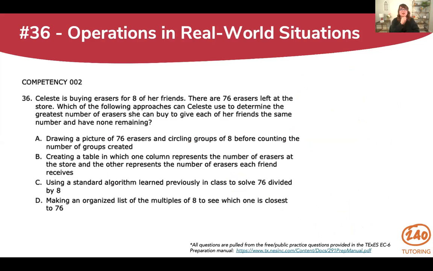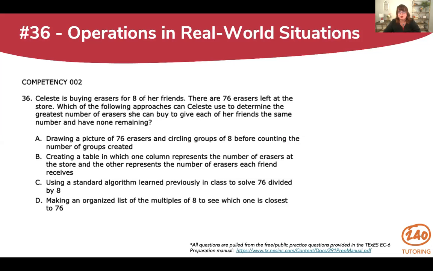Let's look at number 36. So we're looking at operations in real-world situations. It says, this is still competency 2. Celeste is buying erasers for 8 of her friends. There are 76 erasers left at the store. Which of the following approaches can Celeste use to determine the greatest number of erasers she can buy to give each of her friends the same number without having any remaining? All right, and have none remaining.